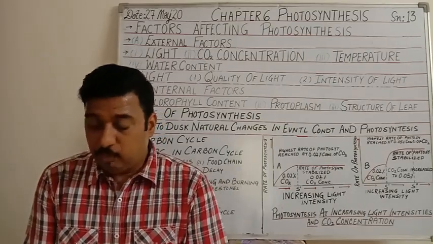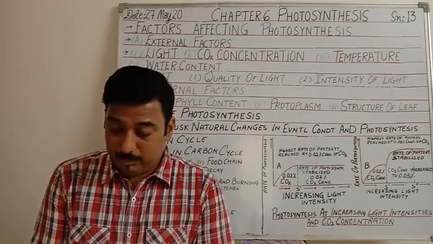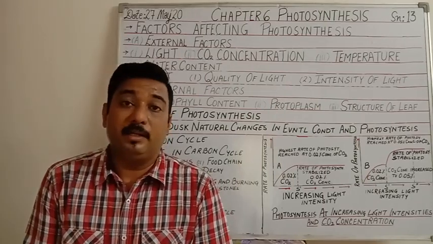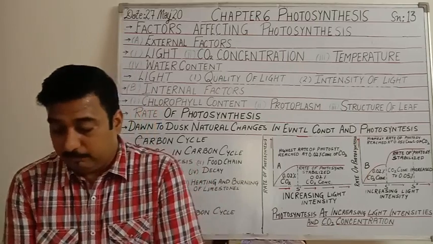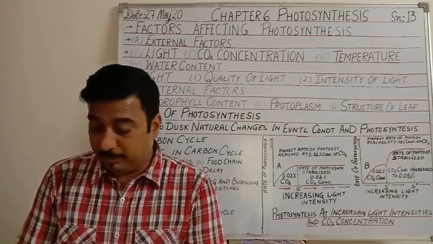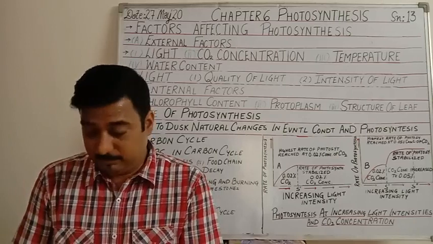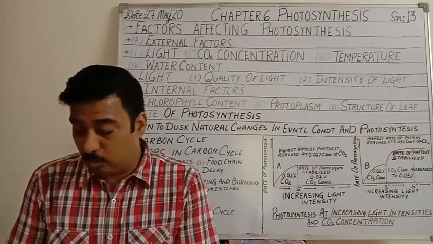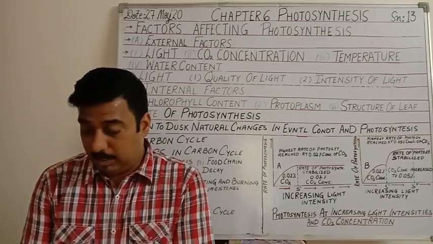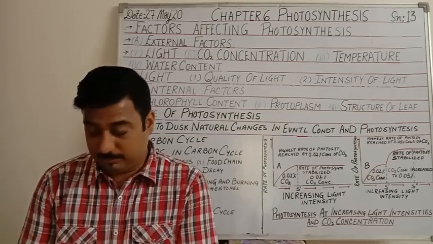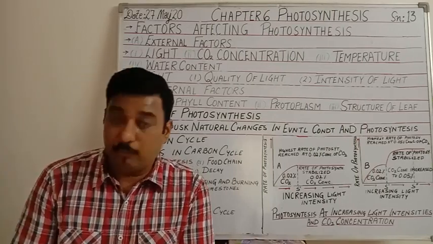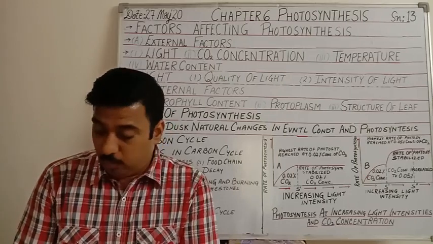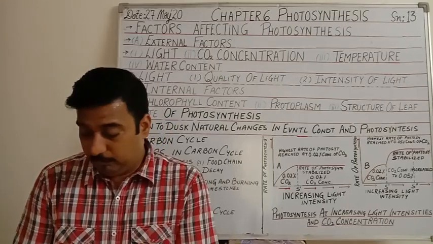Before moving ahead in the chapter today, let us see what we have studied in the last class. Let's have a quick recap. We had studied in the previous class about the mechanism of photosynthesis. We discussed two phases of photosynthesis, that is the light dependent and light independent phase. The main steps that included were activation of chlorophyll, splitting of water, photolysis of water.